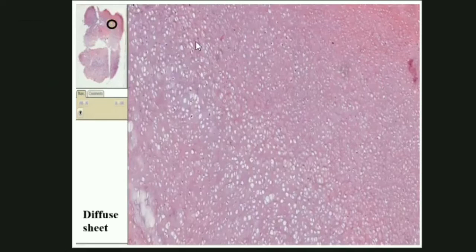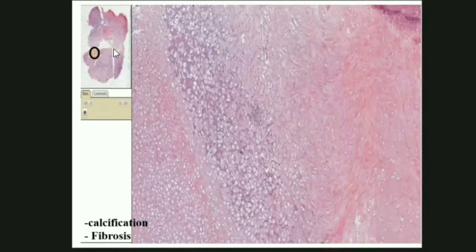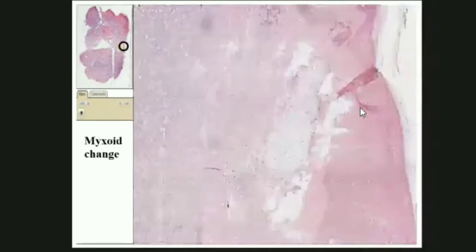Below this osteoid area, we saw diffuse sheets of chondrocytes. They look like chondrocytes, the lacuna having a dark nucleus. There was one area at this part which showed lace-like calcification, which is usually seen in chondroblastoma. But the chondrocytes were very benign, unlike chondroblastoma, where we see nuclear grooves. Here, there were no nuclear grooves, benign chondrocytes. And we also saw some fibrosis in one area. And there was also one area which showed myxoid change.